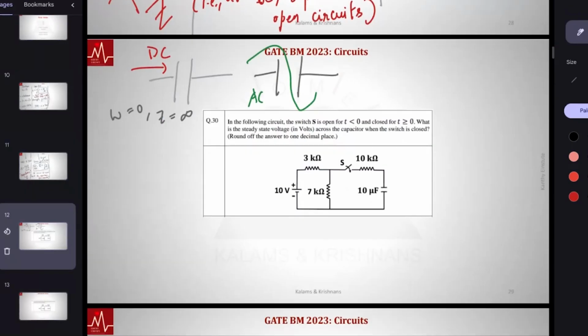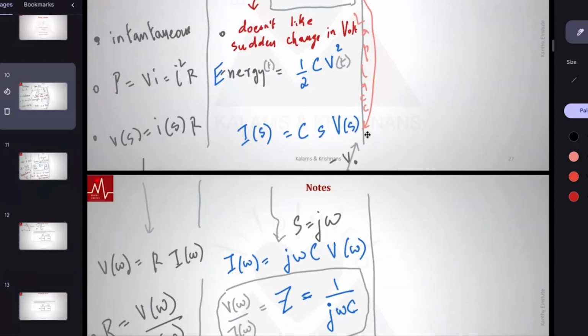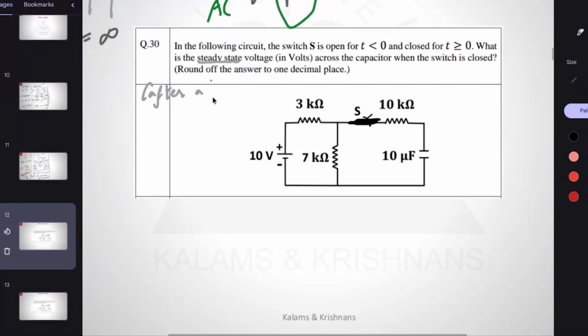Let's look at one. The following circuit. Switch S is open for t less than 0. This is open. And closed for t greater than or equal to 0. What is the steady state voltage across the capacitor when the switch is closed? Concisely, someone tell me how to do this. Please tell me which of the things that I mentioned here we are going to use. This has been open, fine. Now what you do is you close this. Let's say the switch is closed. At steady state, they are saying after a long time, things are not changing. After a long time, how should this capacitor behave?